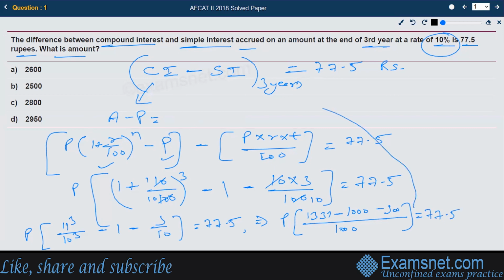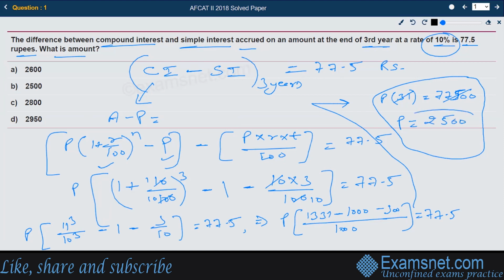If I further solve this particular equation, where do I reach? The P value multiplied by 31 has to be 77,500. If I divide 77,500 by 31, the P value comes out to be 2,500. So the principal on which this was done, the principal value, is 2,500. So the answer becomes B, 2,500 rupees.